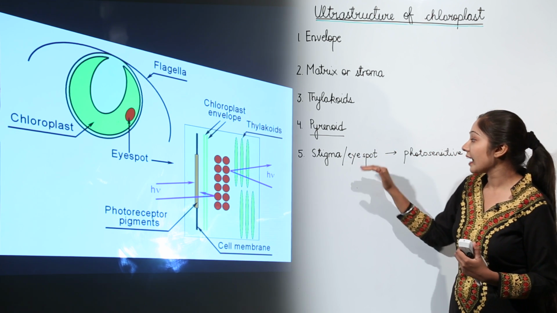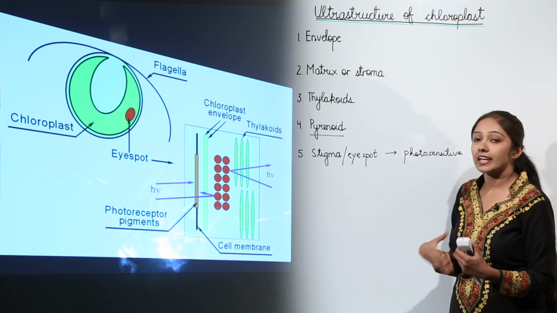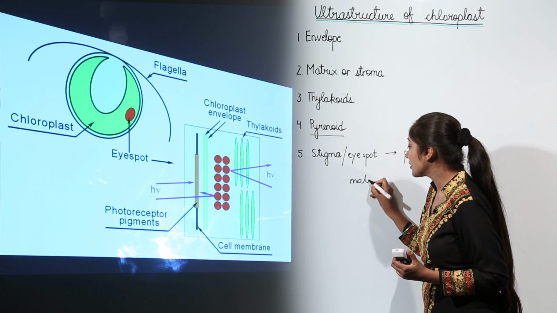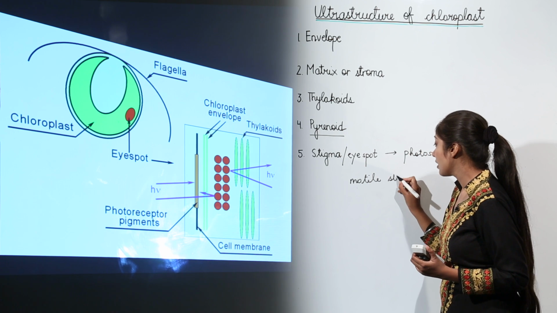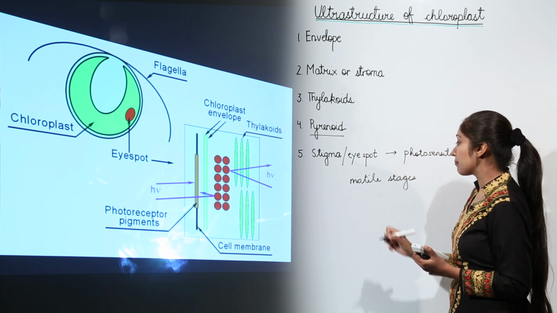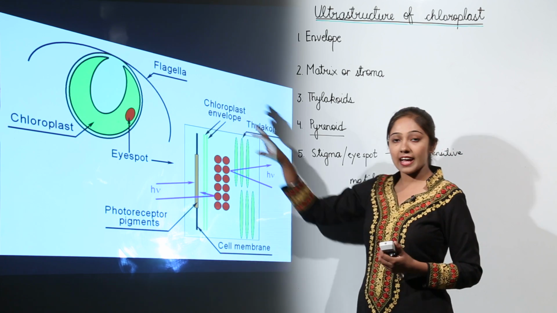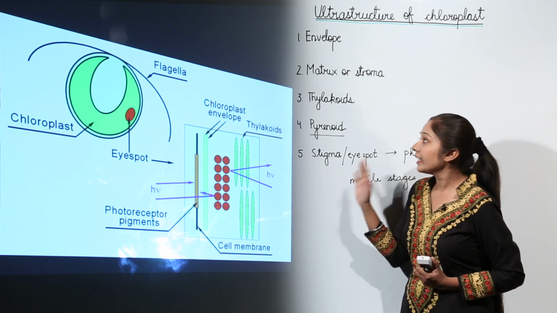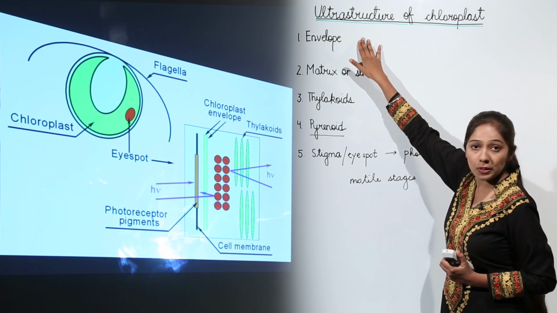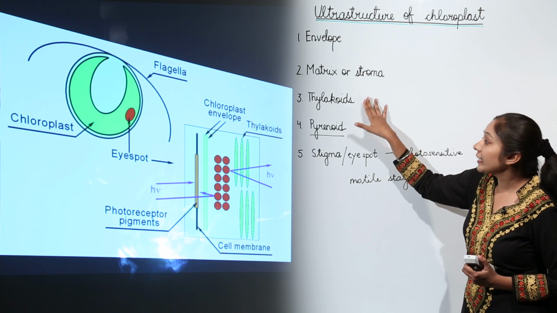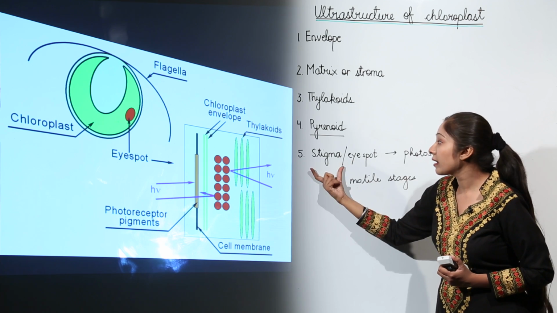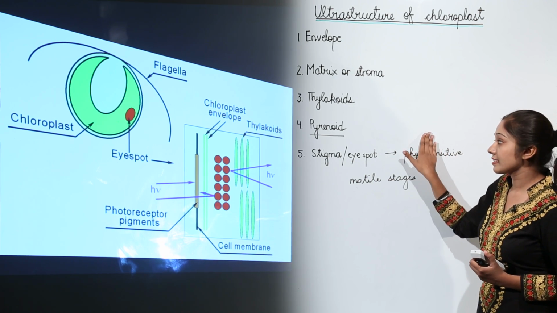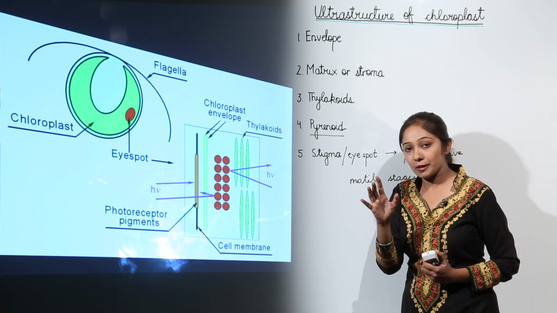So this stigma or eye spot actually occurs in only certain motile stages of algae. For example, I have given the example of Chlamydomonas. This eye spot occurs in Chlamydomonas, okay. Now till here I guess the envelope, matrix or stroma, thylakoids, pyrenoid, stigma are very clear to you, and this ultrastructure of chloroplast is very clear in your minds, okay.